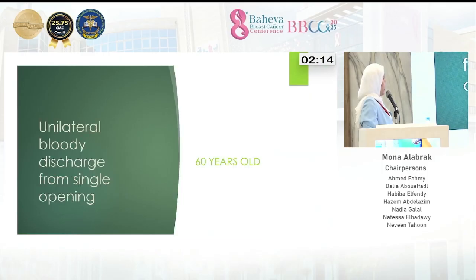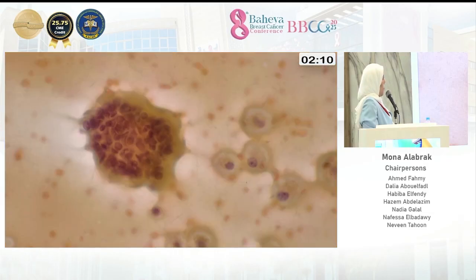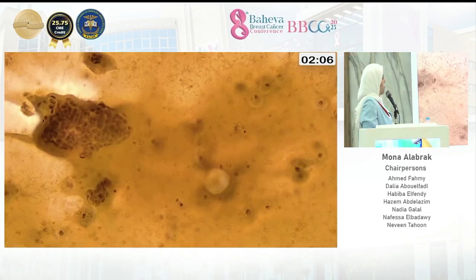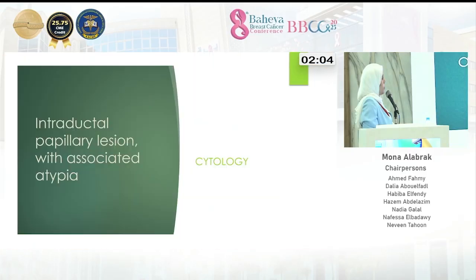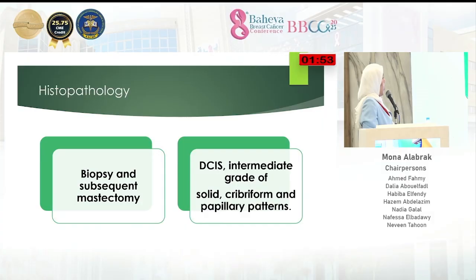60 years old, unilateral bloody discharge from a single opening. What do you think? We said intraductal papillary lesion with atypia. The imaging showed prominent ducts and BI-RADS 4A, palpable area. On mastectomy and biopsy there was DCIS, solid, cribriform and papillary.